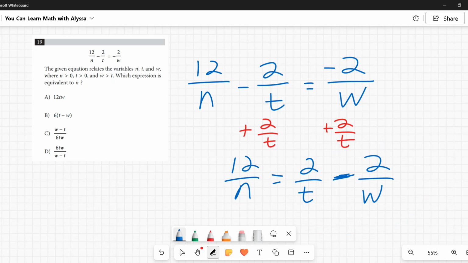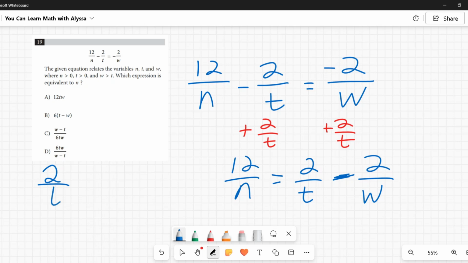Just trust me on this. It's going to be a little easier for you. So to combine those, they have to have the same denominator. Since they are two different things, there is no least common multiple that we know of because we don't know what they're equal to. We just have to multiply them by each other.